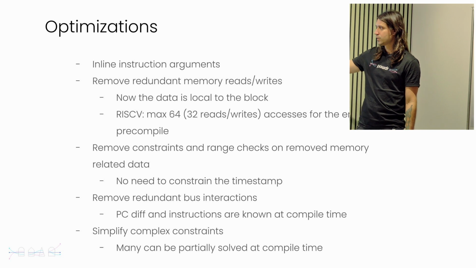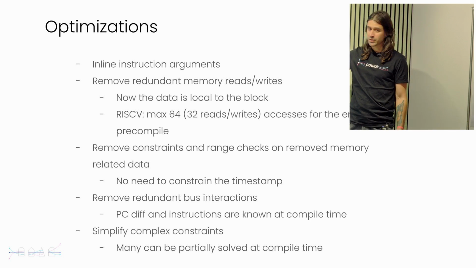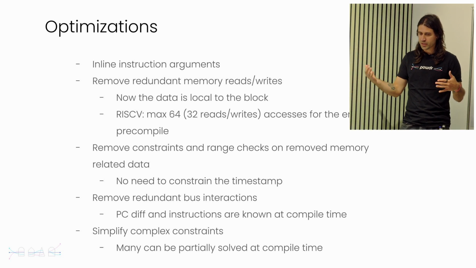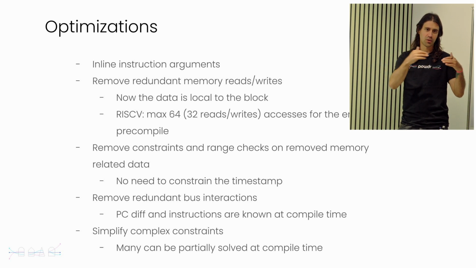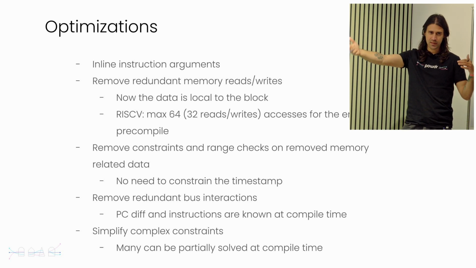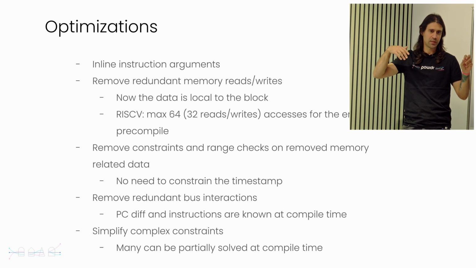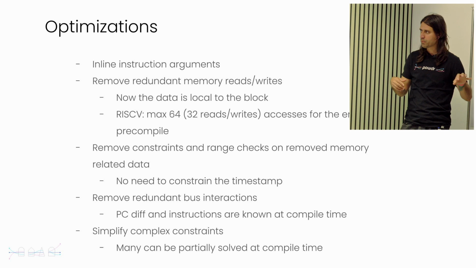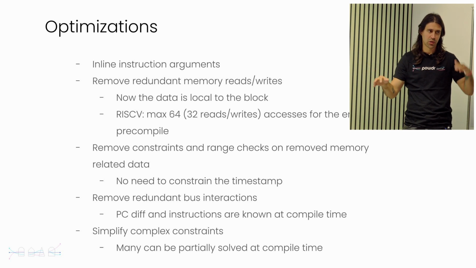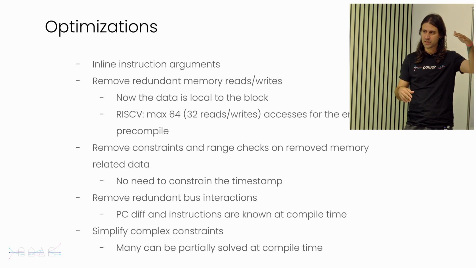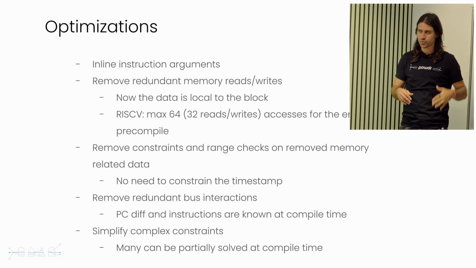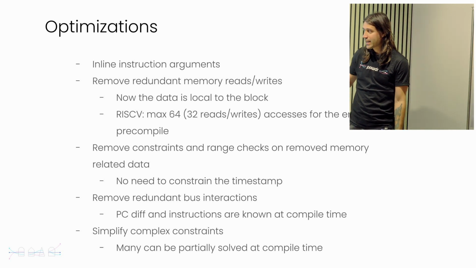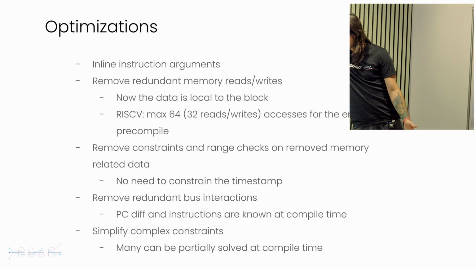The same thing with redundant bus interactions on the PC, because before this, every instruction has to commit to knowing what the PC is, what the PC update has to be, and what instruction has to be in the ROM contained in the program. Now we don't need any of that anymore because we know at compile time what the PC update is for each instruction.